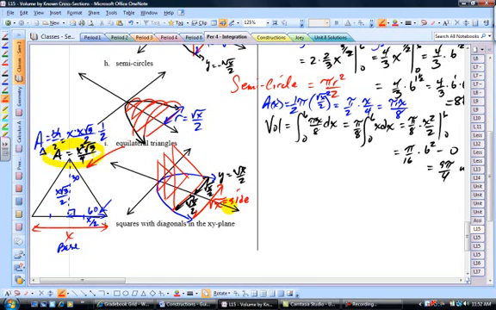Give me a thumbs up if you're with me on that. I've kind of done that a couple times today already, right? Okay. So now that's the side length. That's equal to the side. So what we need to do is substitute it in here, because this is a side.